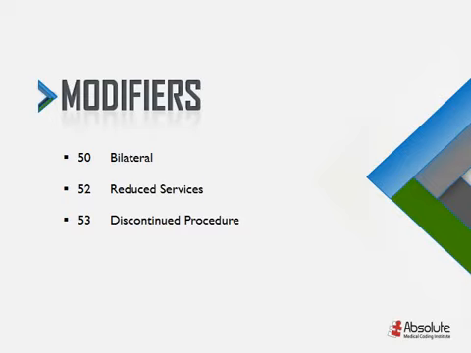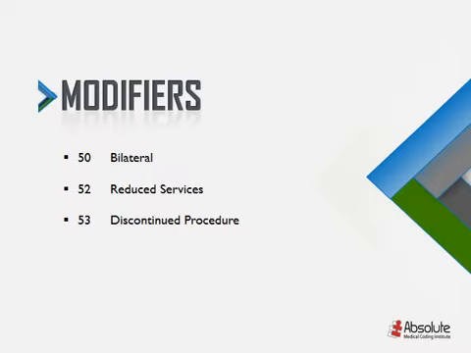Modifiers. Modifiers are a component of CPT, and they're a 2-digit extension that helps further define the procedure. The modifiers relevant to the digestive section are 50, which is a bilateral procedure. So let's say, for example, they're doing a repair of a cleft lip. If the code doesn't indicate bilateral, you would append the 50 modifier to that code to indicate that it was a bilateral procedure. It was done on both lips.